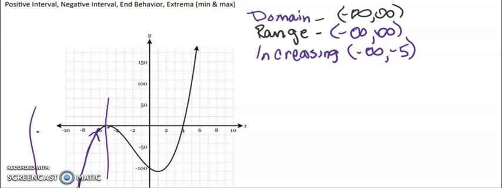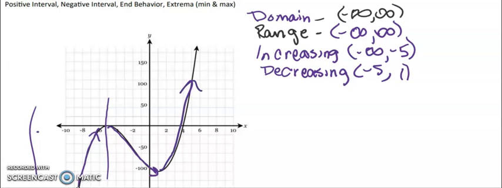Then if we continue on, we see that it's moving downward. It's decreasing, starting at that negative 5 until we get to 1 on the x. And then we turn around and we go increasing again, picking up at that 1 to infinity. So we want to look along the graph to see how it moves up and down, and we determine that interval based on the x.